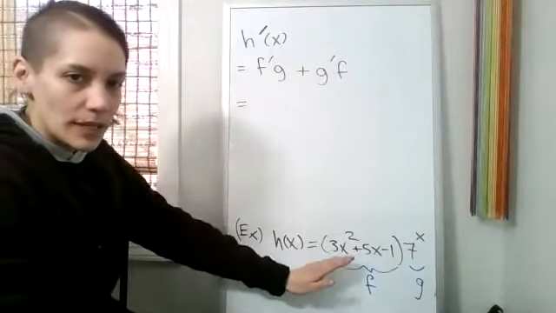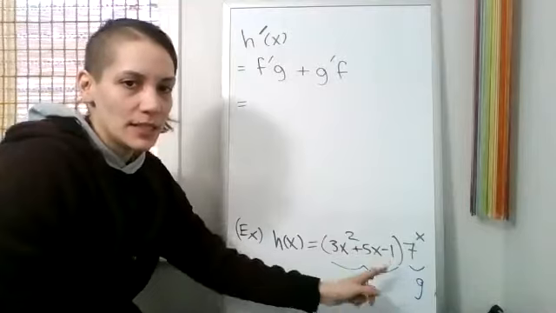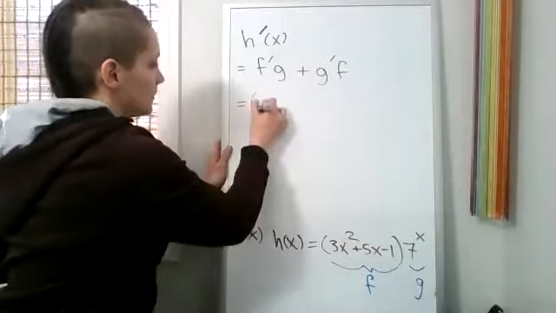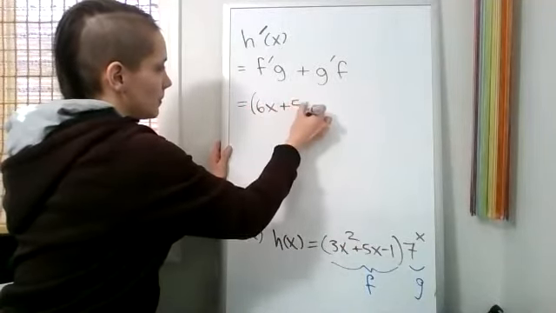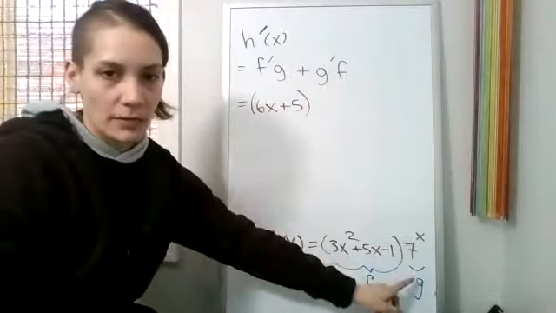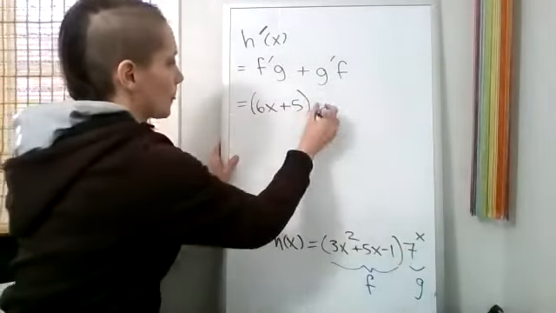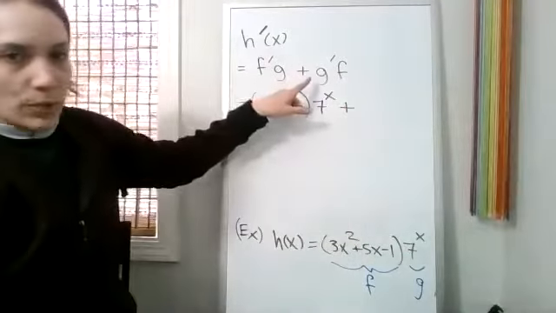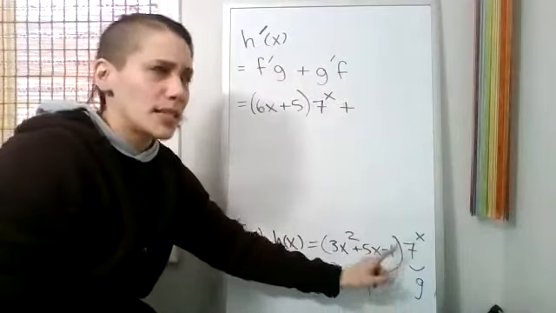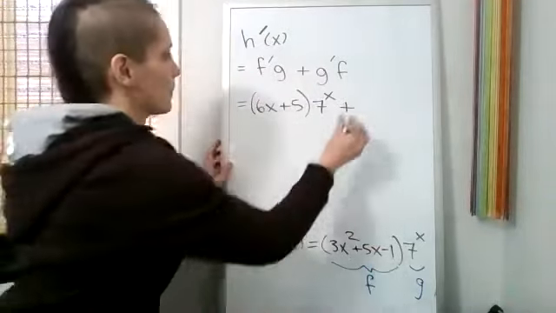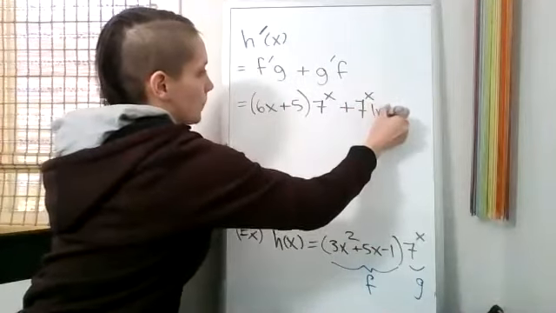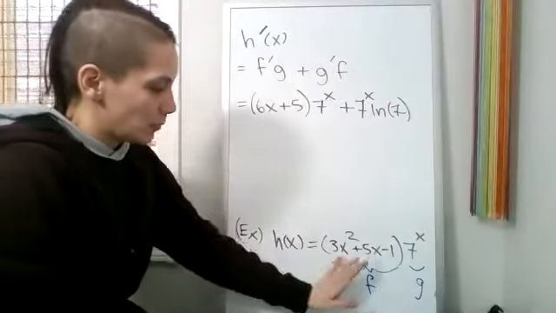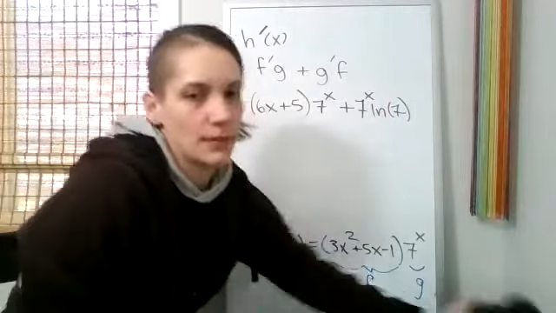Derivative of f. So let's go ahead and get the derivative of just what's in parentheses. 6x plus 5 minus 0. Times that function, 7 to the x. Add g prime. Derivative of this was 7 to the x, ln 7. We'll add it down here, but multiplied with the whole function in parentheses.